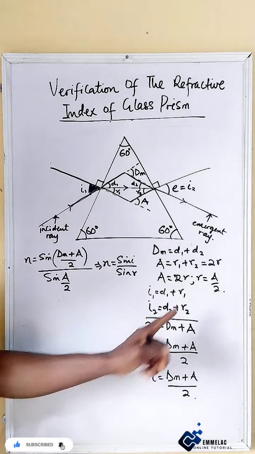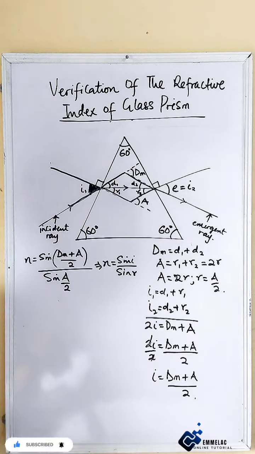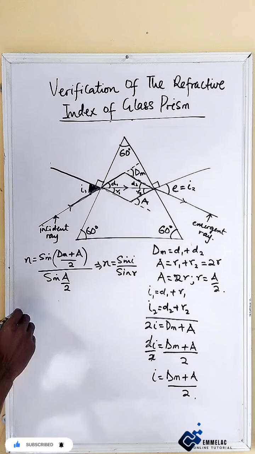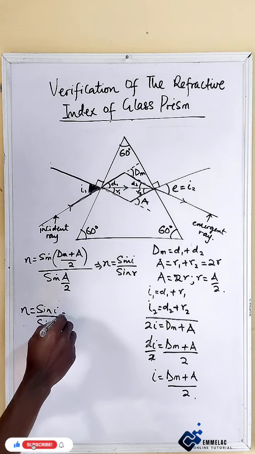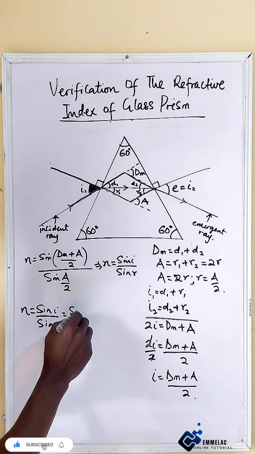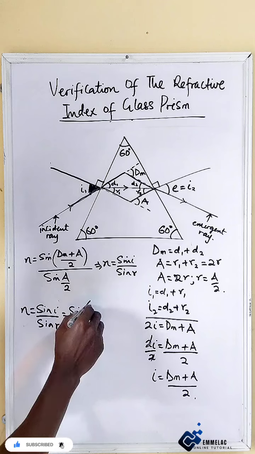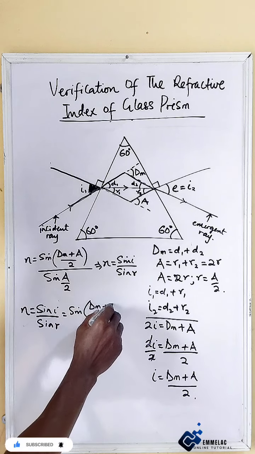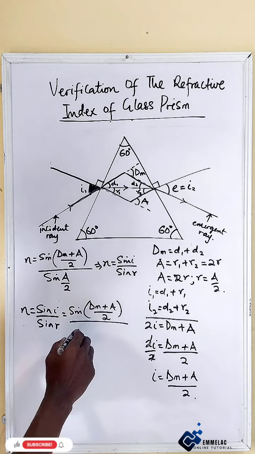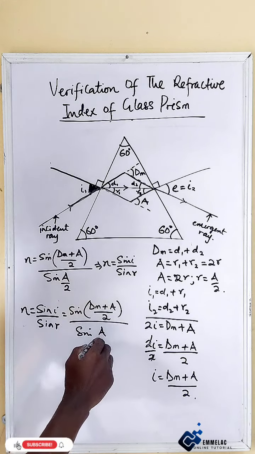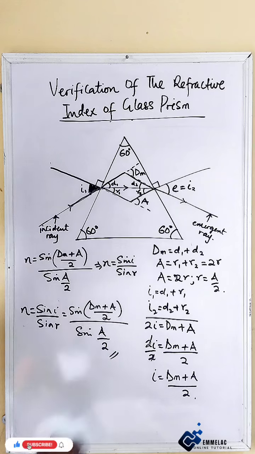Now that we've gotten that of r and that of i, we can now say that the refractive index equals sine i all over sine r, which will now give us sine of (Dm plus A) all over 2, all over sine A all over 2. As simple as that.